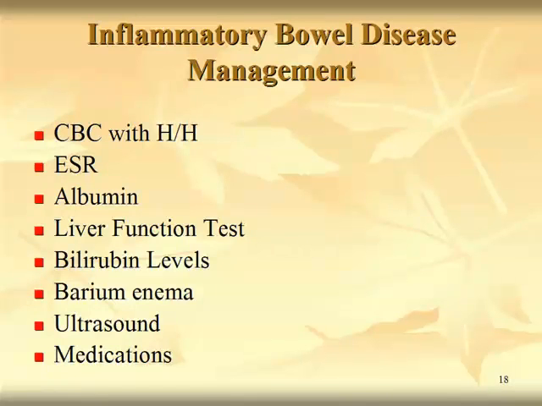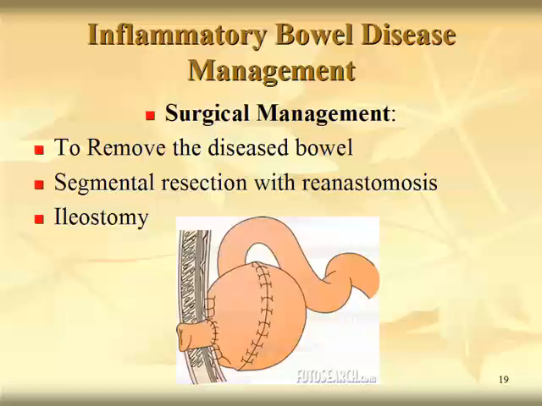Some patients will require surgical management if medication is not doing the job, so they'll actually remove the diseased part of the bowel. They may have a segmental resection with a reanastomosis, and so these patients commonly will have an ileostomy. Some patients will be able to have just a temporary ileostomy for maybe 2 or 3 months while the bowel heals, and then they can bring that ileum and make an anal anastomosis with an ileal pouch, and then the patient would have more of a normal type of bowel movement function.